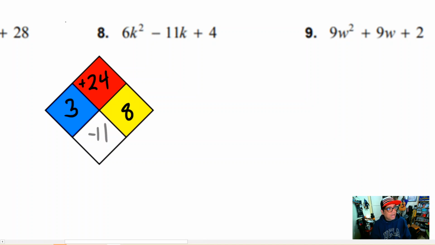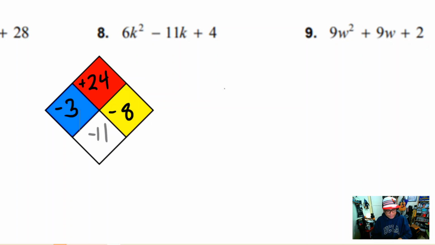So since I need to make this a negative 11, then both of these have to be negative. Let's double check to make sure we got this right. Negative 3 times negative 8 is equal to positive 24, which is what we have in the red part of the diamond. And then negative 3 plus negative 8 is negative 11, which we have in the white part of the diamond. So we have the correct numbers.